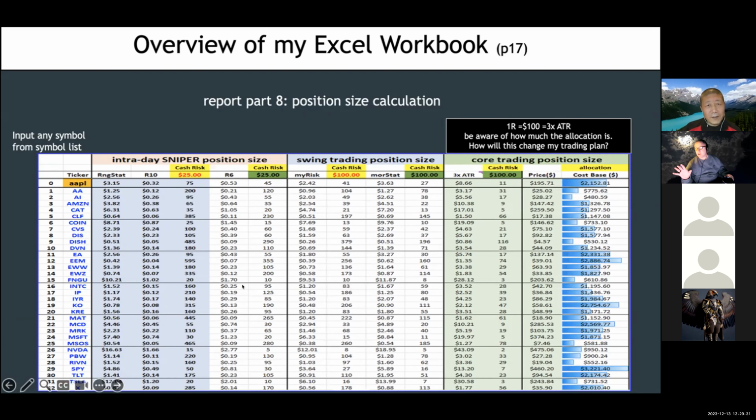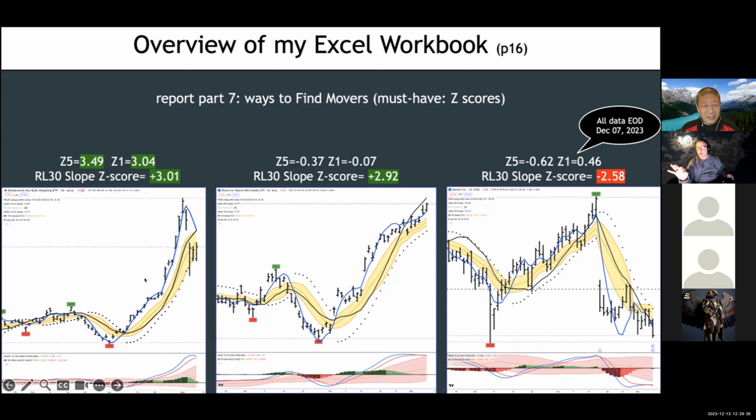I should point out, when that's at zero, that doesn't mean there was no volatility. It just means it was the average volatility. That would have to be like minus 1 before it became exceptionally small.